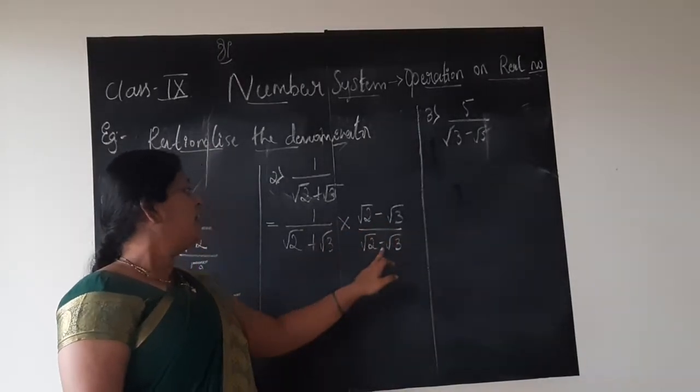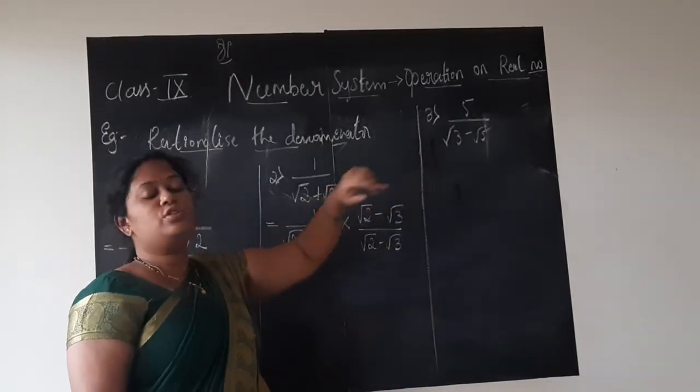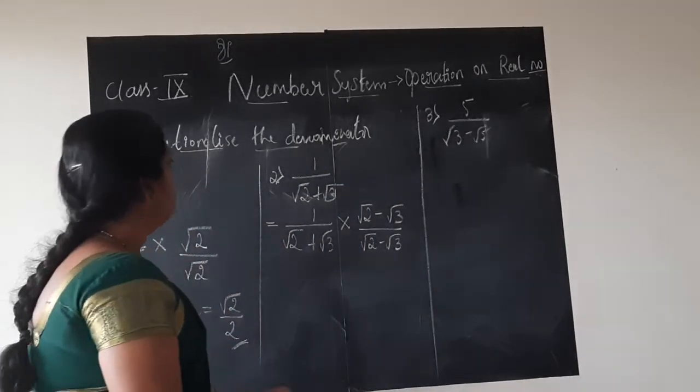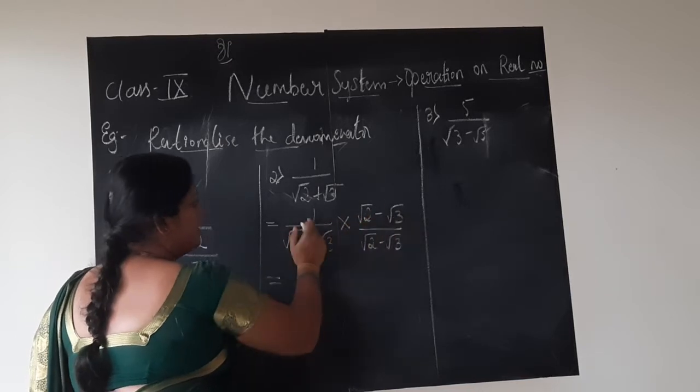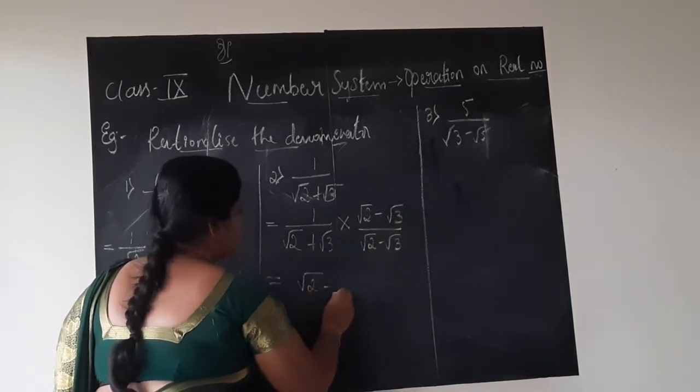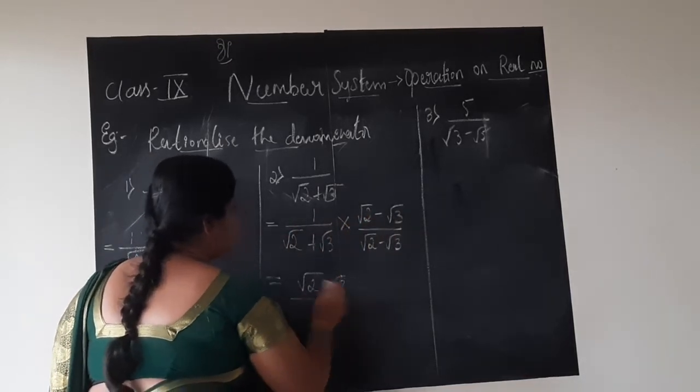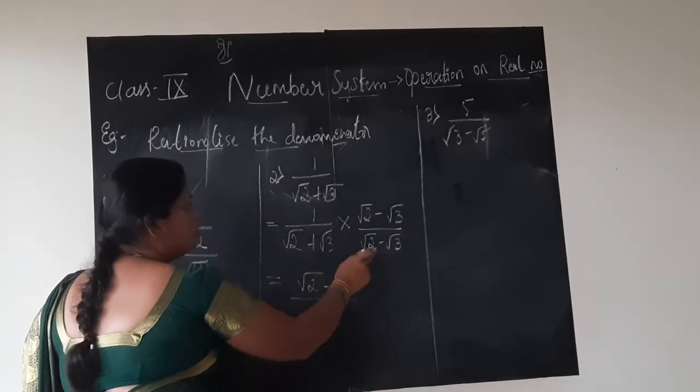If plus is there, write minus. If minus is there, you will write plus. That's all the change. Next multiply. In the numerator, this into 1 only you will get. So directly you can write square root 2 minus square root 3 divided by root 2 into root 2.